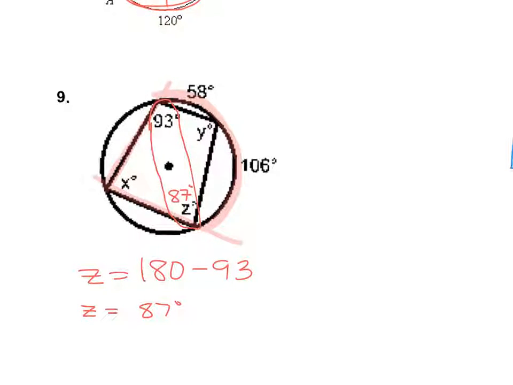So you're going to say X equals half of 106 plus 58, right? Because that's an inscribed angle. So half of, what is that?